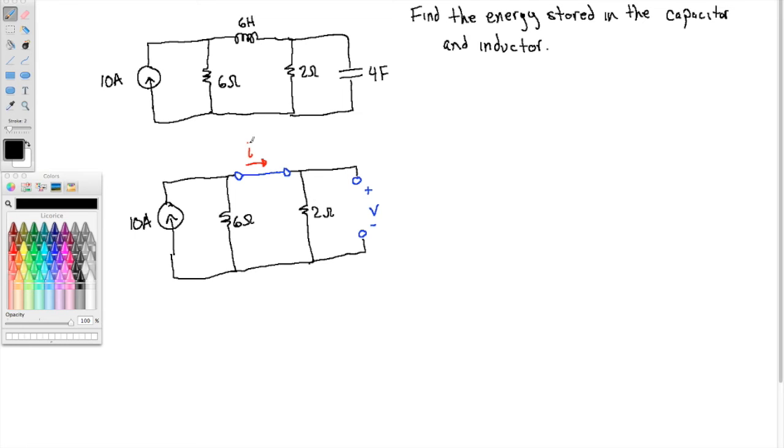So if we want to find I, the current through the inductor, let's just find how much current goes through the 2 ohm resistor, right? So we can get this quickly with current division. So I is 10 amps times the resistor whose current we don't want divided by the sum of the two resistors.